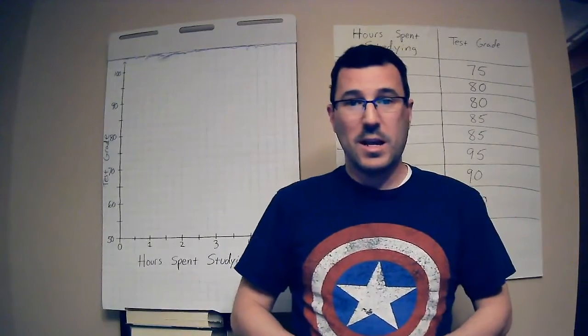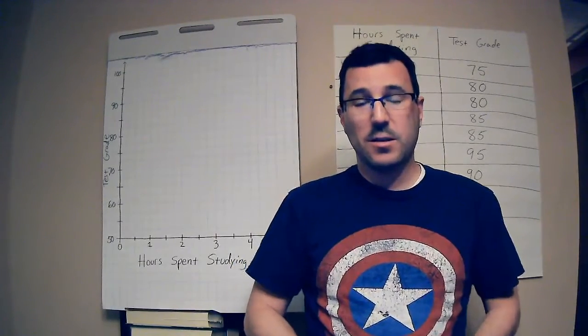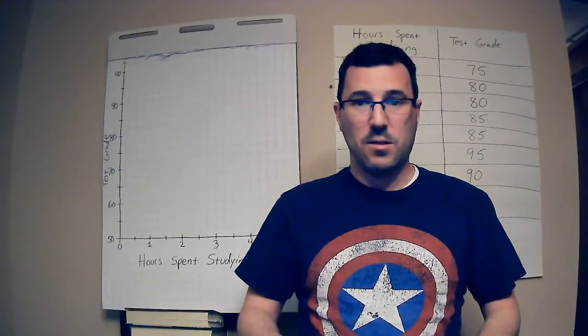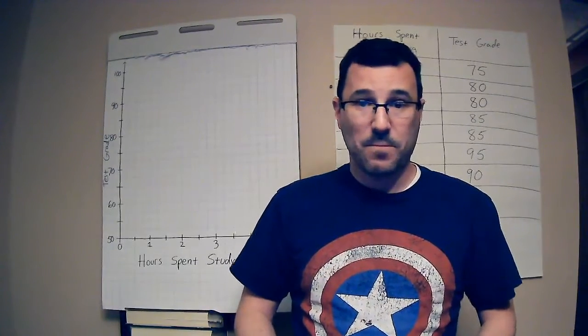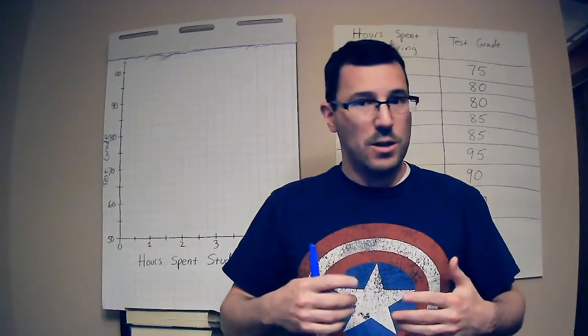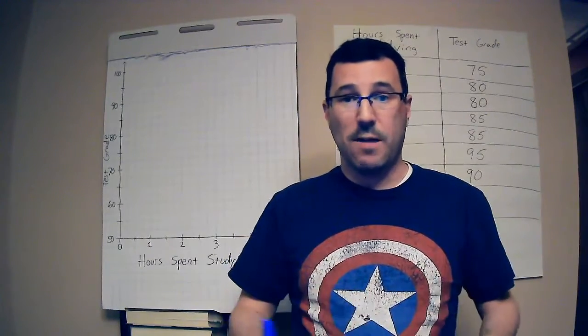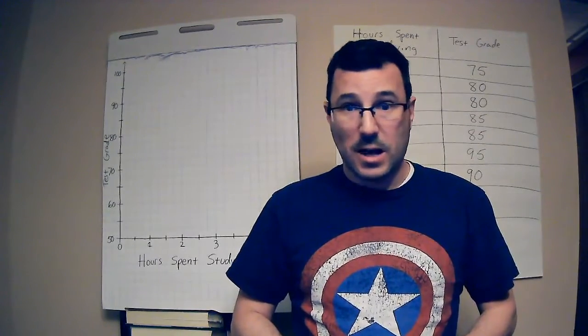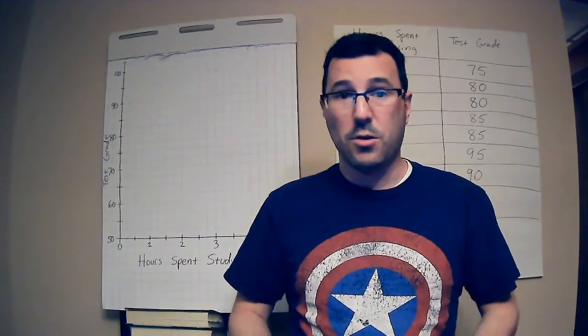Going to talk today about scatter plots. Now, scatter plots are a way that we can visually see the relationship between a set of data. It's just basically putting points on a graph, and that's it. We don't connect them. It's not connect the dots. We just put the points on the graph.